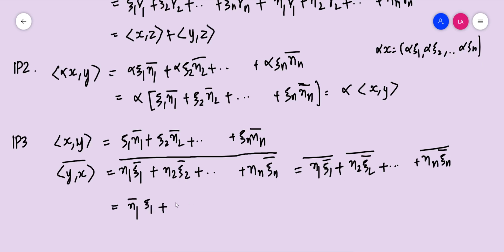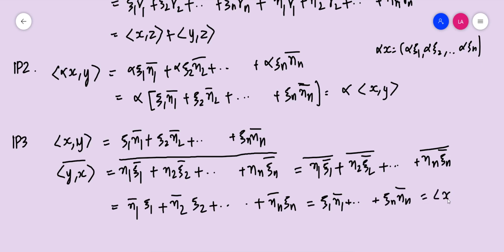And this can be written as eta 2 conjugate times theta 2 conjugate, the whole conjugate, which is actually theta 2, plus etc. Last is eta n conjugate. Now theta n conjugate, the whole conjugate is theta n, by the basic property of conjugate. So this can be written as theta 1 eta 1 conjugate plus etc. plus theta n eta n conjugate, which is actually inner product xy. So inner product yx conjugate is actually equal to inner product xy. So the third property is being satisfied.